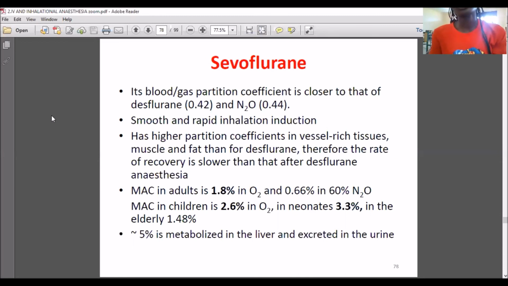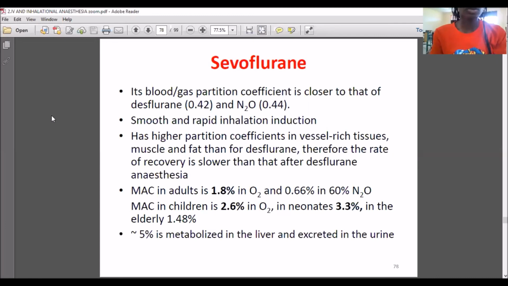Smooth and rapid inhalation induction. It has higher partition coefficients in vessel-rich tissues, muscles, and fat than desflurane. Therefore, the rate of recovery is lower than that after desflurane anesthesia. MAC in adults is 1.8% in oxygen and 0.66% in 60% nitrous oxide. MAC in children is 2.6% in oxygen, and in neonates 3.3%.